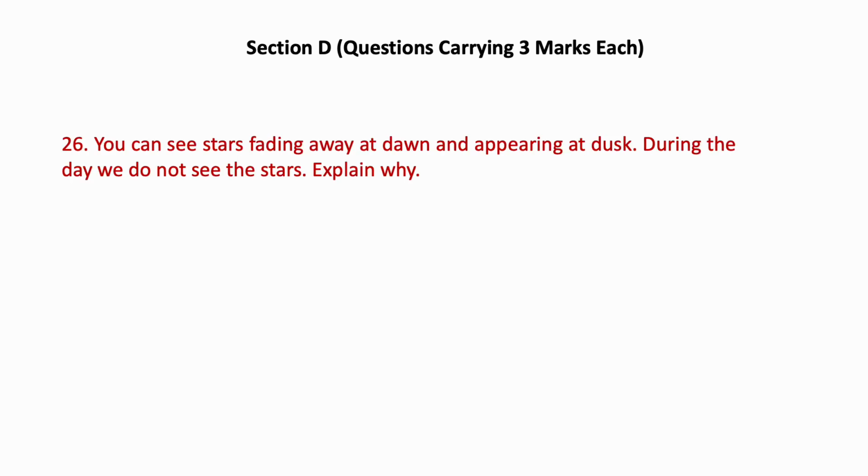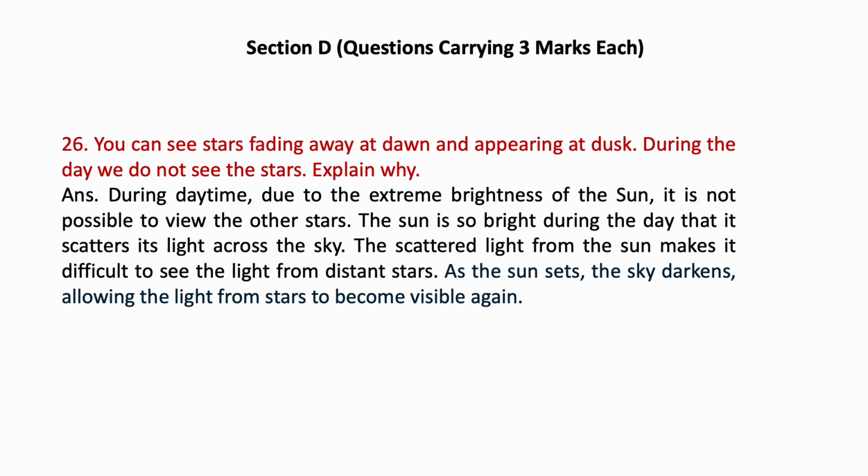Section D, questions carrying 3 marks each. You can see stars fading away at dawn and appearing at dusk. During the day, we do not see the stars. Explain why. During daytime, due to the extreme brightness of the sun, it is not possible to view the other stars. The sun is so bright during the day that it scatters its light across the sky. The scattered light from the sun makes it difficult to see the light from distant stars.